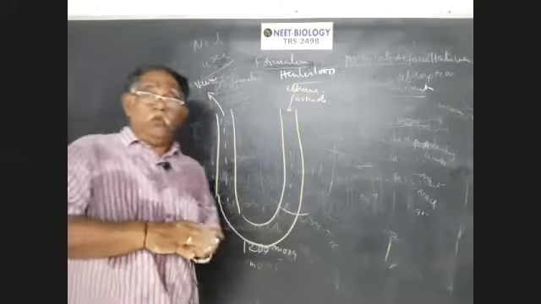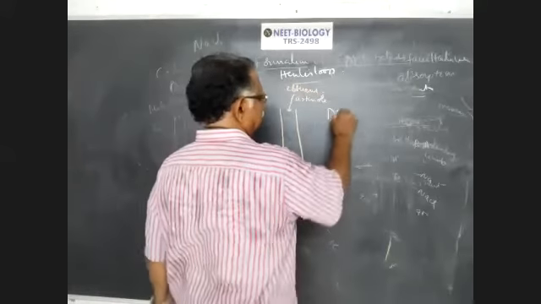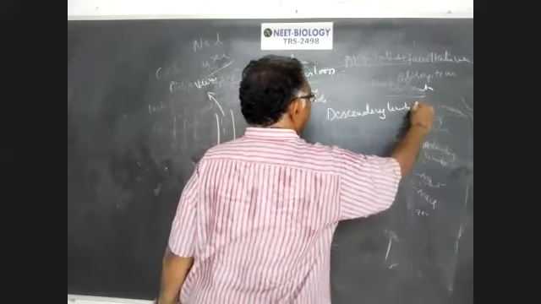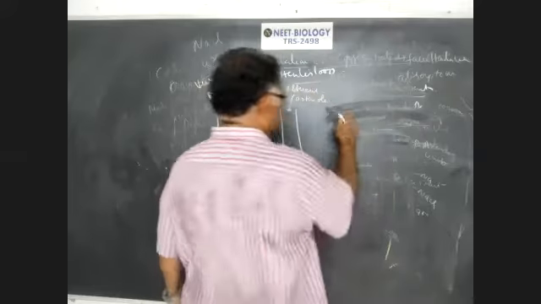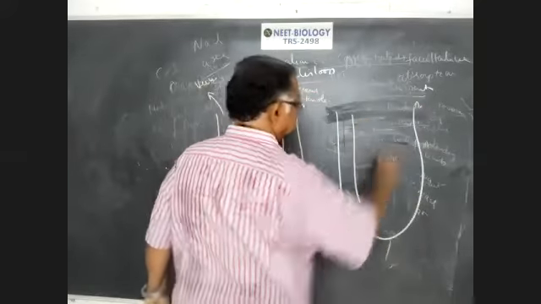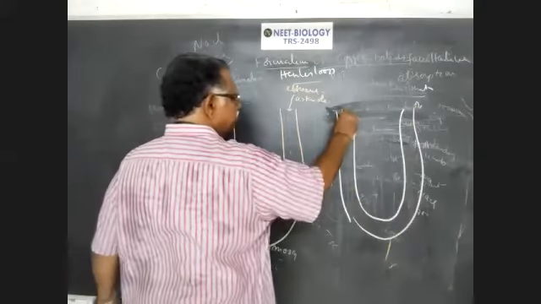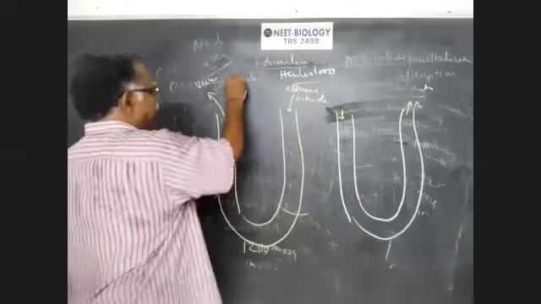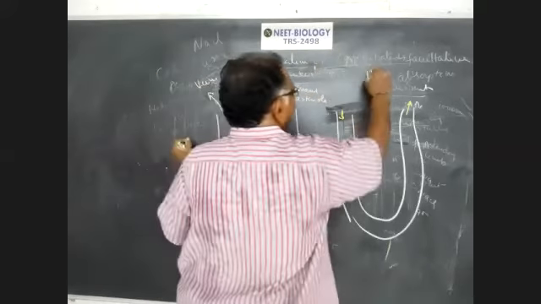Now, what happens in the descending limb of Henle's loop? Write down: descending limb of Henle's loop. I draw this one. This is the descending limb and this is the ascending limb. Okay? This is Henle's loop, this is the vasa recta. Everybody should draw the diagram.